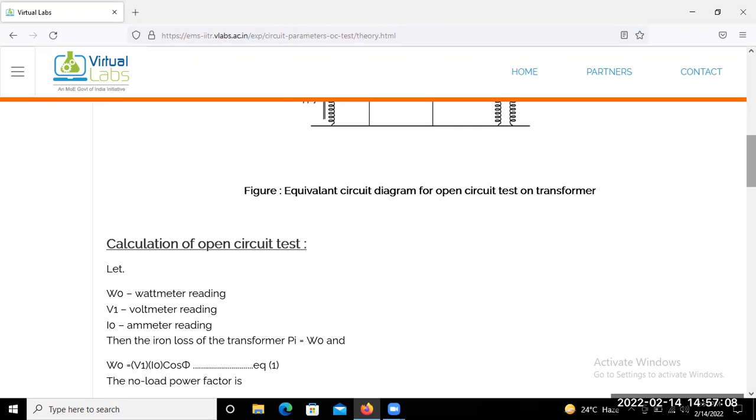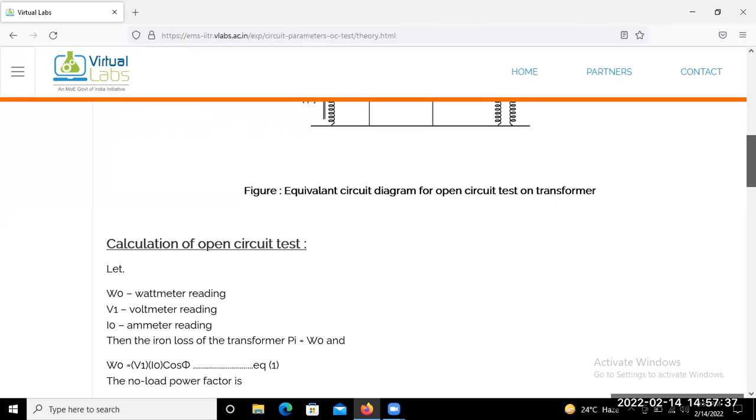Concern yourself about this point. That means power equals VI cos phi. So the wattmeter reading is put here, and the voltmeter and current readings are put here. So you are able to find out the no load power factor, that means cos phi or cos phi 0. Okay, so if you are able to get the no load power factor, that is cos phi 0.